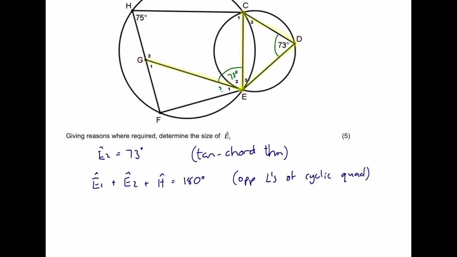And then we substitute in accordingly. So angle E1 is what we're looking for. Angle E2 we've worked out as 73 degrees. Angle H is given as 75 degrees. And then all we need to do is take everything over and solve for E1. So E1 therefore is equal to 32 degrees. And that is the end of section A.